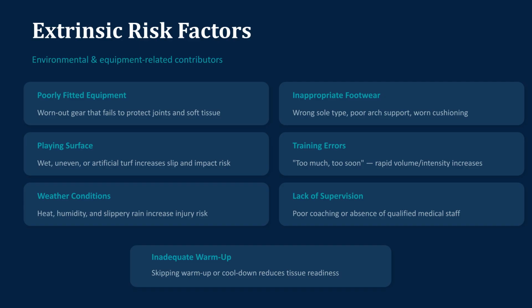Poorly fitted equipment that fails to protect joints and soft tissue is a common problem. Inappropriate footwear, wrong sole type, poor arch support, or worn-out cushioning contributes significantly. Playing surface matters. Wet, uneven, or artificial turf increases slip and impact risk.